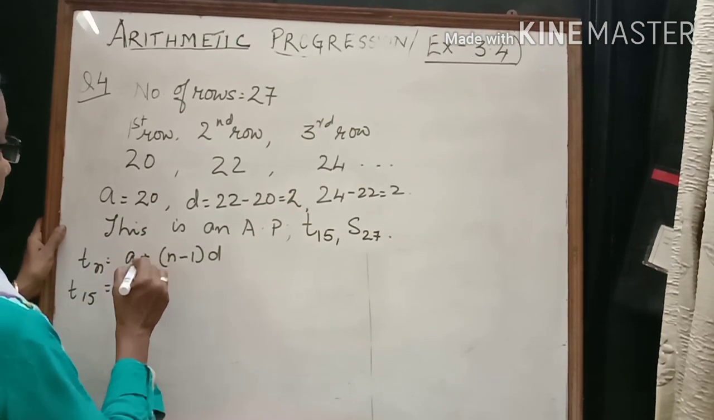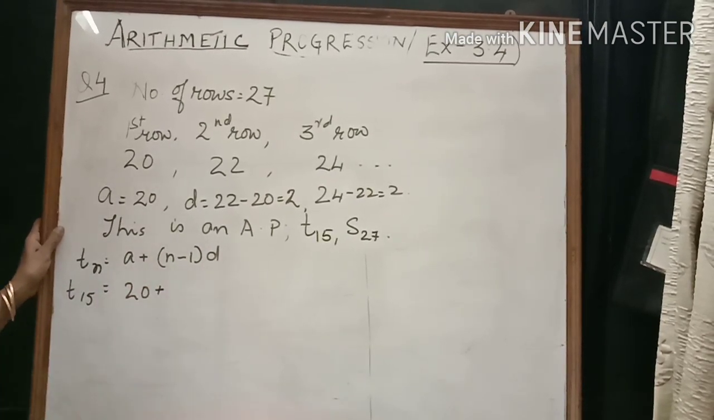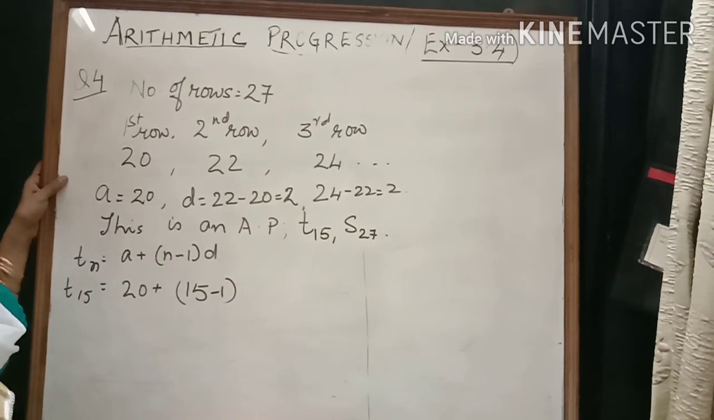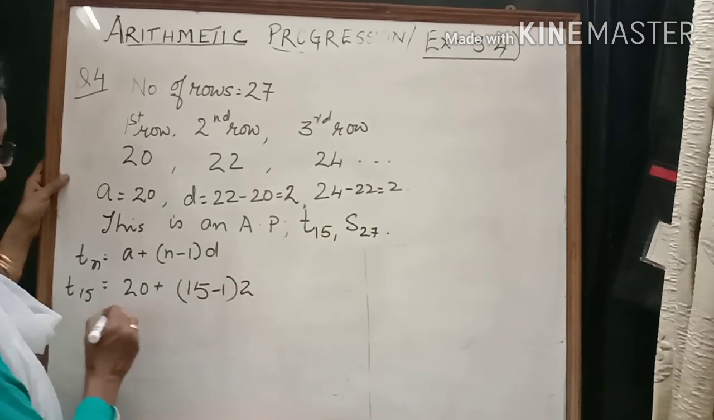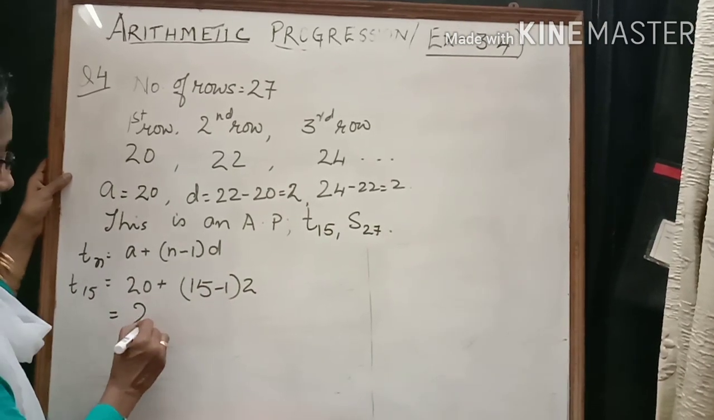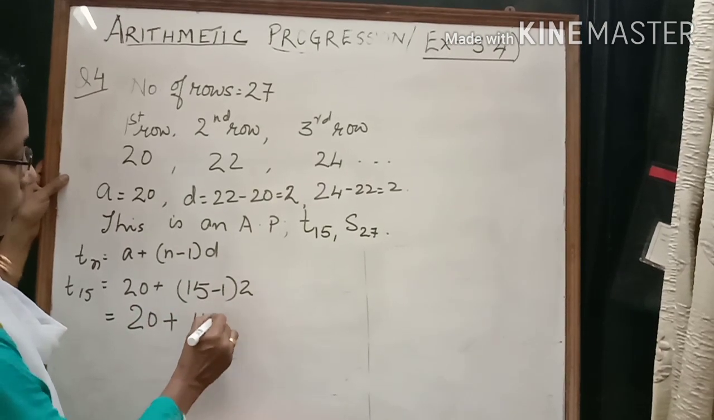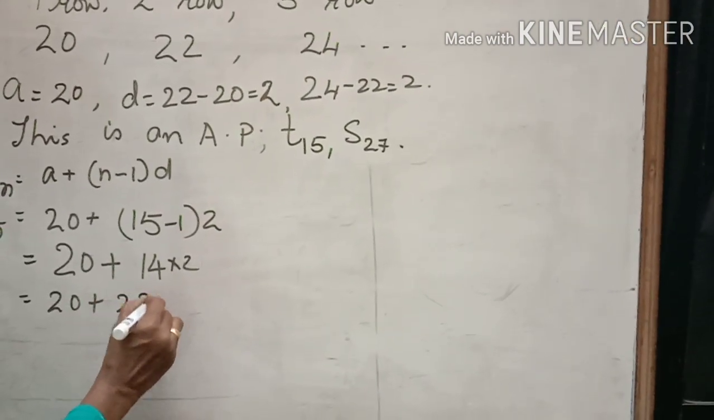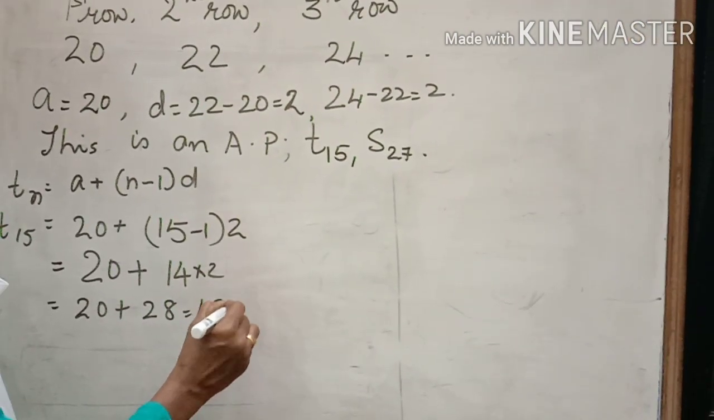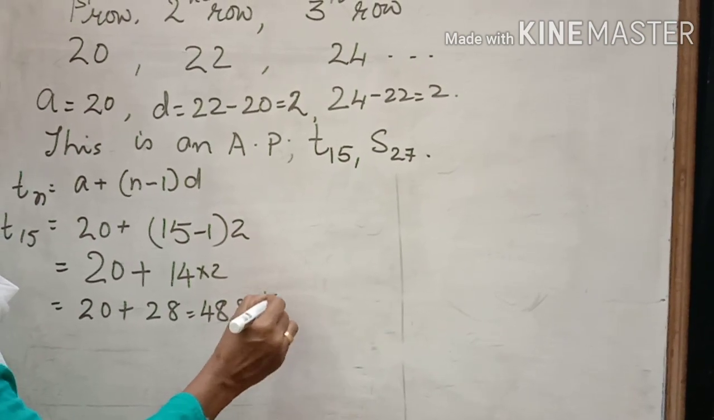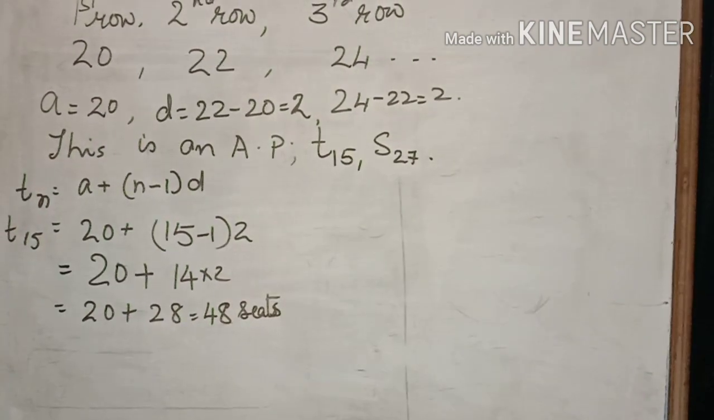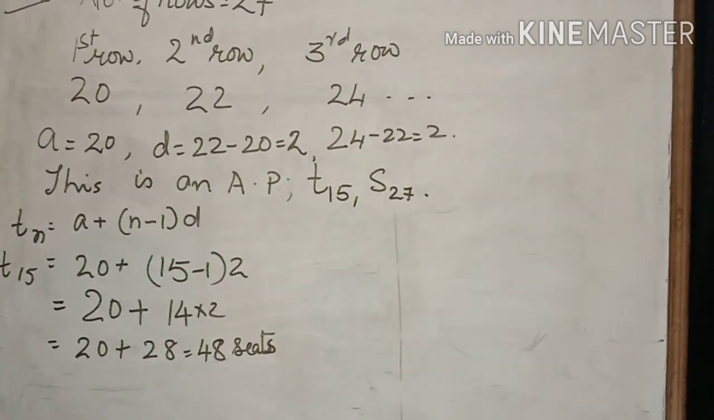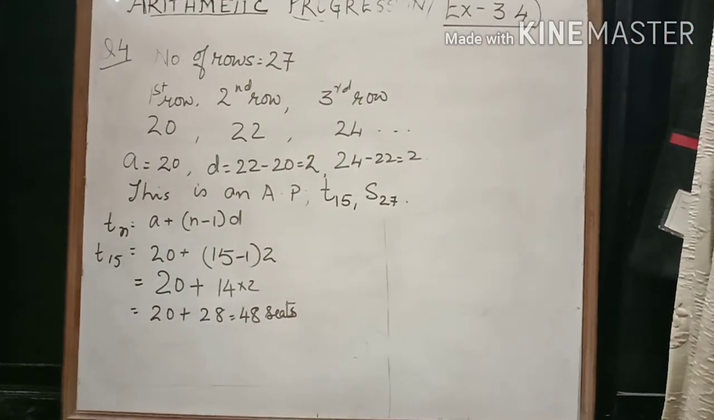T15 we have to find. a is 20, plus (15 minus 1), that is 14, into d is 2. That is equal to 20 plus 14 into 2, 20 plus 28, that is 48 seats. Now next we have to find S27, that is the total number of seats in 27 rows.